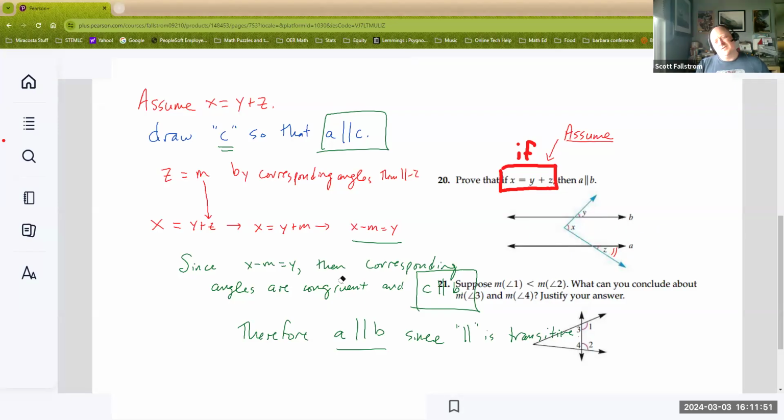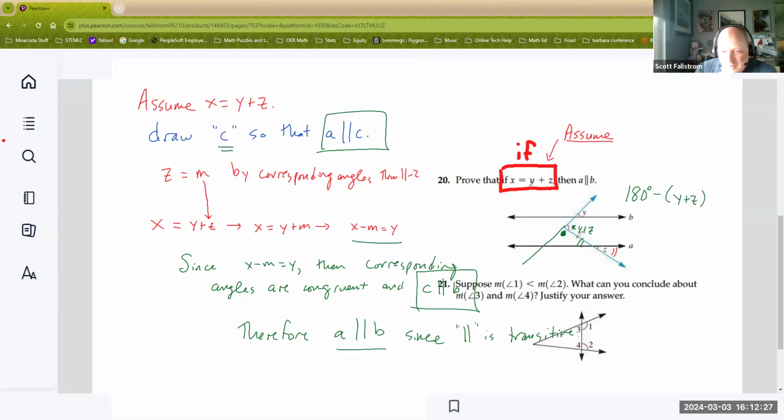If you wanted to, how else could you do it? If I was a student, and I was on a test and I didn't think of that, I guess you could extend the lines down. And so then I would know angle Z would be the same as this angle over here. And if X is equal to Y plus Z, so this right here is Y plus Z, then the angle on the other side, this green dot, would be 180 degrees minus Y plus Z.